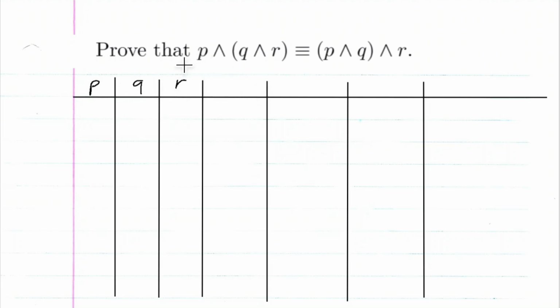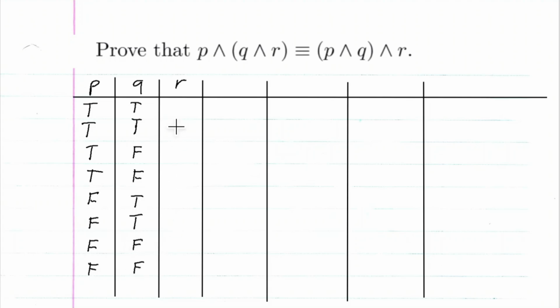And I have to have all the possible true and false values between these guys. So we'll have true, true, true, true, false, false, false, false. This will be true, true, false, false, true, true, false, false. And then this will be true, false, true, false, true, false, true, false.